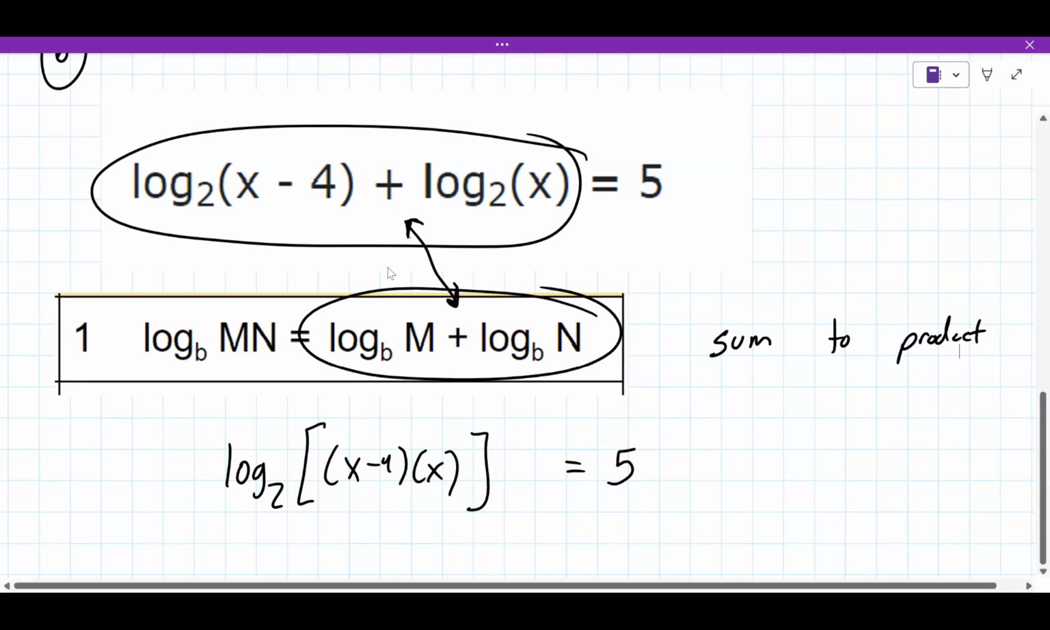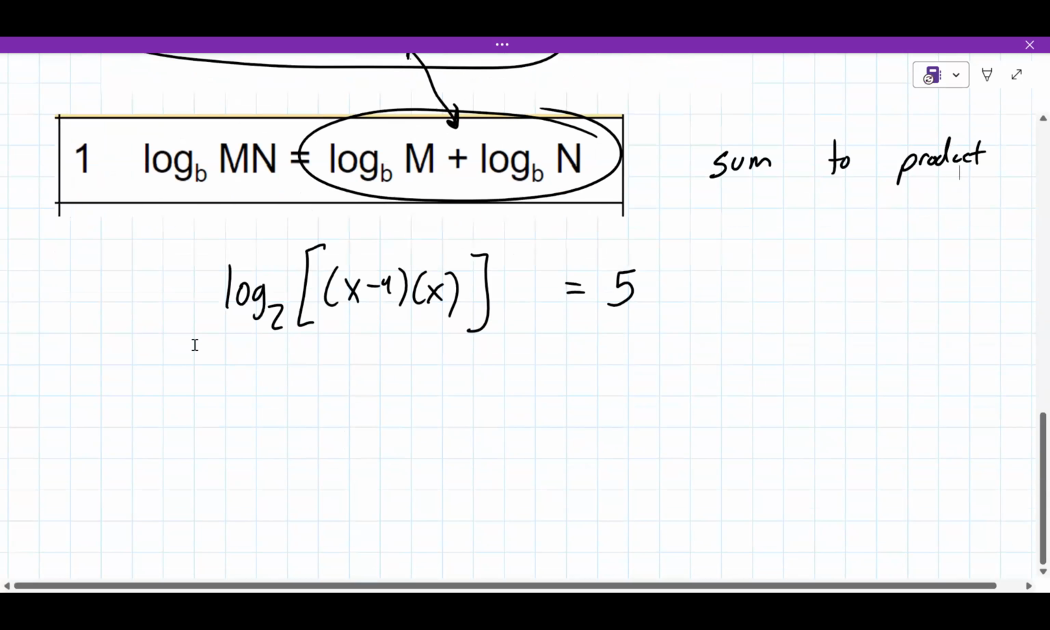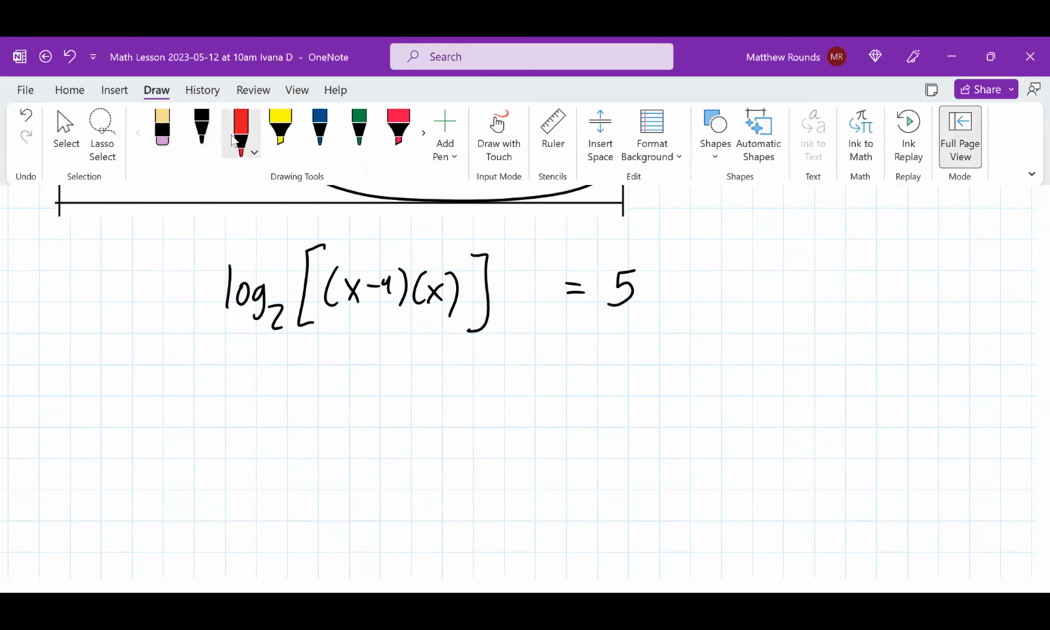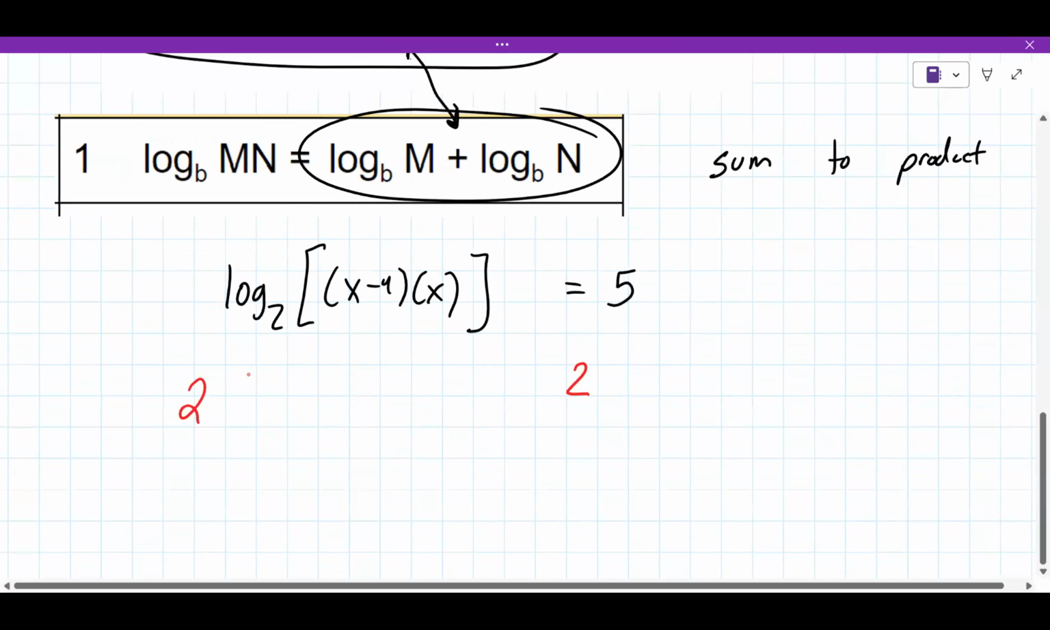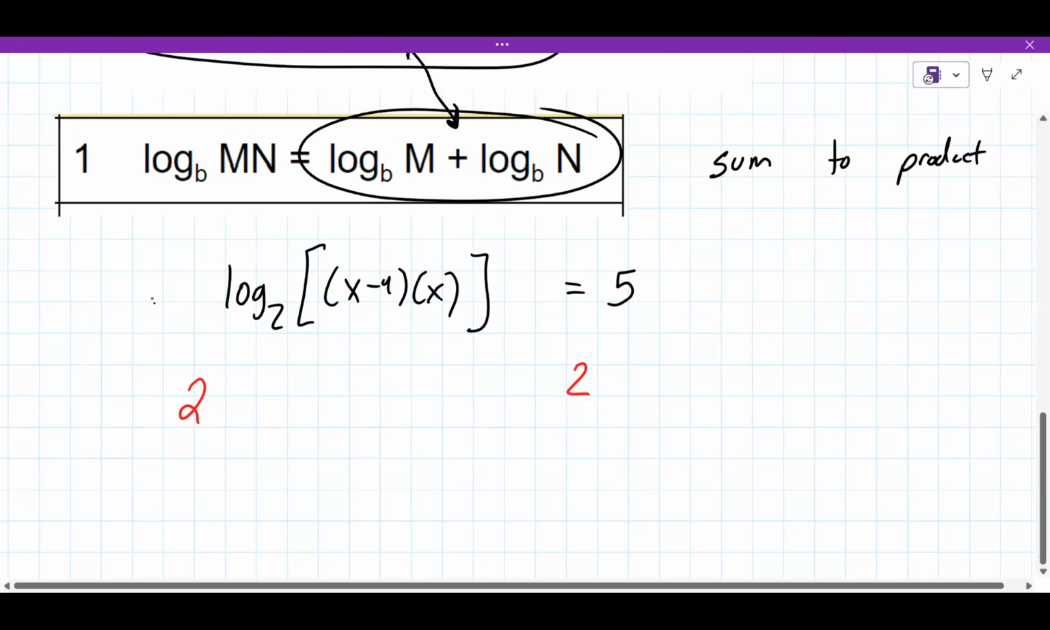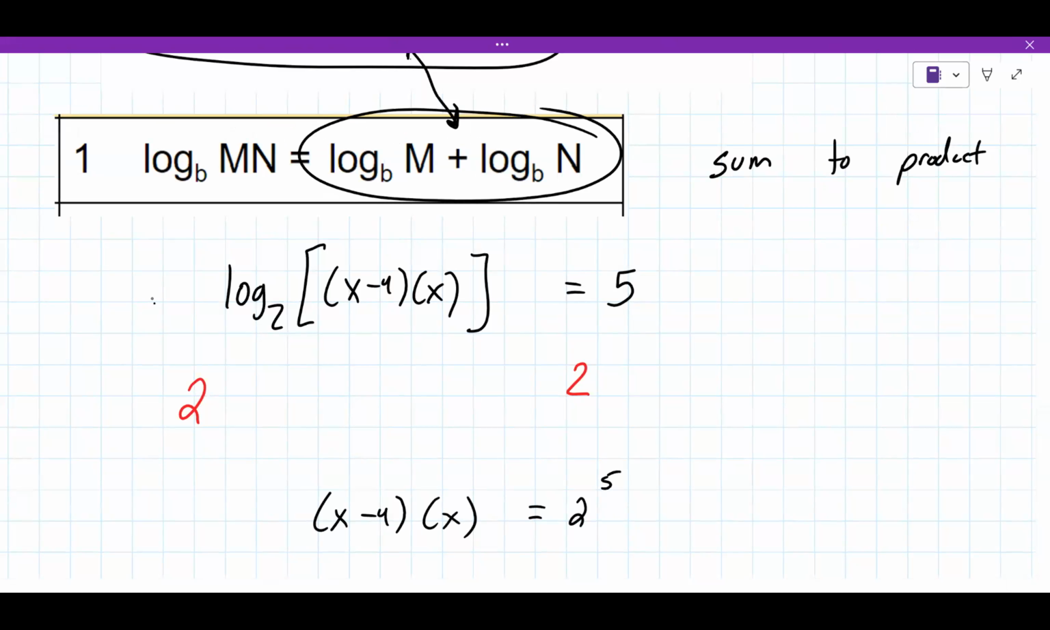Okay, do you remember how to rewrite a logarithm, getting rid of the log? We did this the other day a couple of times. Don't we make it have an exponent or something? Yeah, pretty good. So let me go ahead and draw it here. You're going to use the base of 2 on both sides. So now this whole logarithm is the exponent and this 5 is now the exponent. So on the left here, it becomes just x minus 4 times x. On the right, it's 2 to the 5th power.